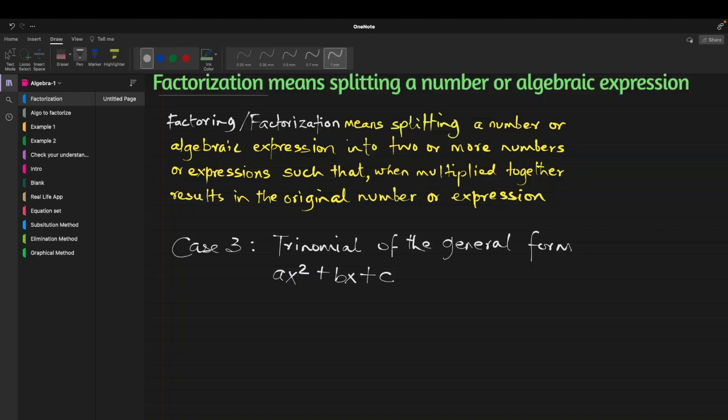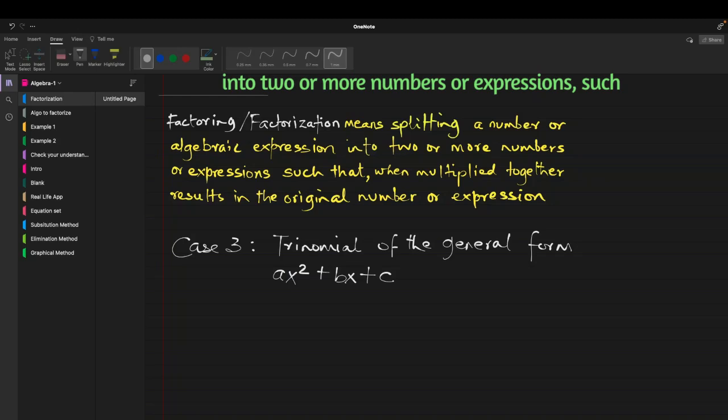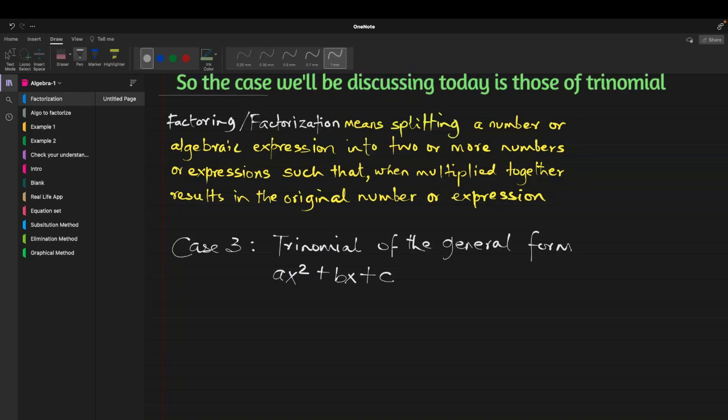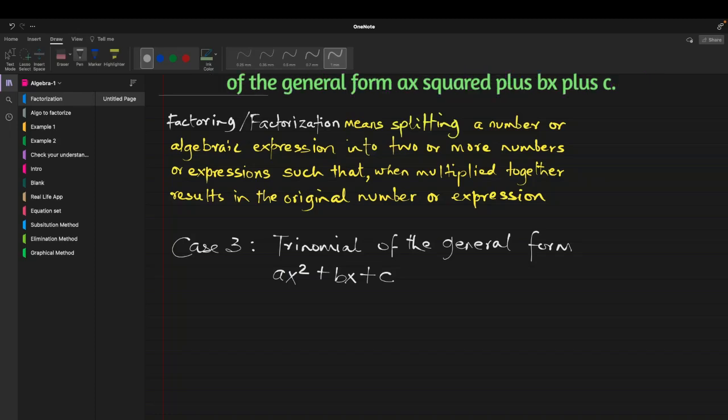Factorization means splitting a number or algebraic expression into two or more numbers or expressions such that when you multiply these expressions together, it gives back the original expression. So the case we'll be discussing today is those of trinomial of the general form ax squared plus bx plus c.